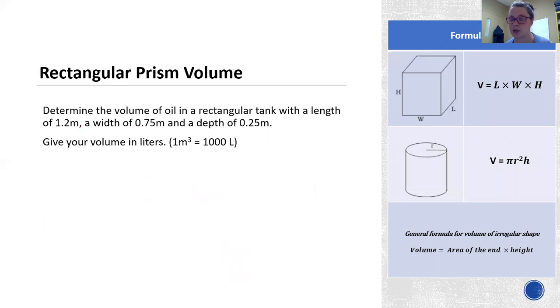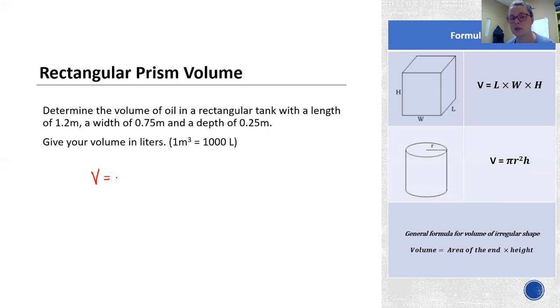Now a couple of practice questions. We're going to start with rectangular prism volume. Determine the volume of oil in a rectangular tank with a length of 1.2 meters, a width of 0.75 meters, and a depth of 0.25 meters. Give your volume in liters. They've given you a conversion that 1 meter cubed equals 1,000 liters. So that means we should figure out our volume in meters cubed. So how do we do that?